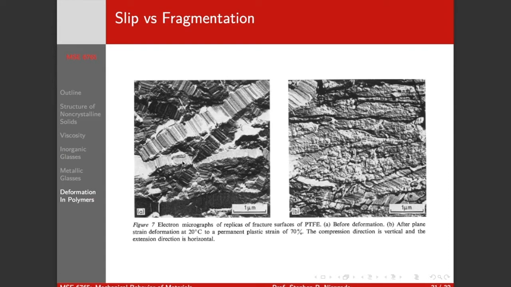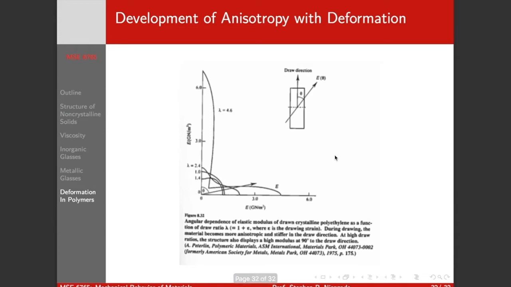And you can see the alignment in the crystalline regions. You can see the extent of the crystalline regions and amorphous regions. Now here they've deformed to a plastic strain of 70%, and you can see that the crystallites have fragmented basically. They're not extended crystalline regions like you see here, and you can also see what are potentially slip traces in the crystalline regions. Okay?